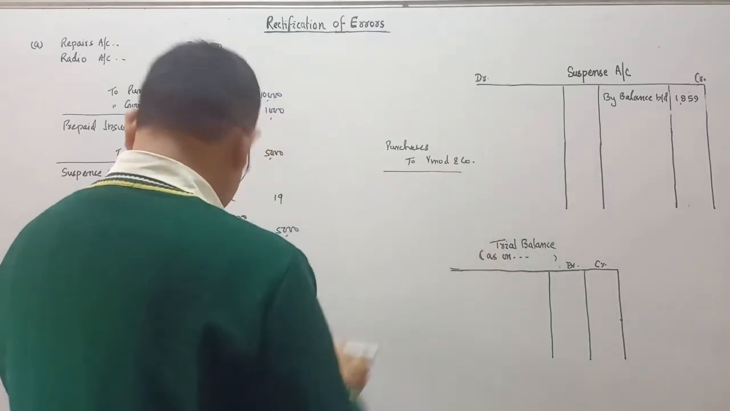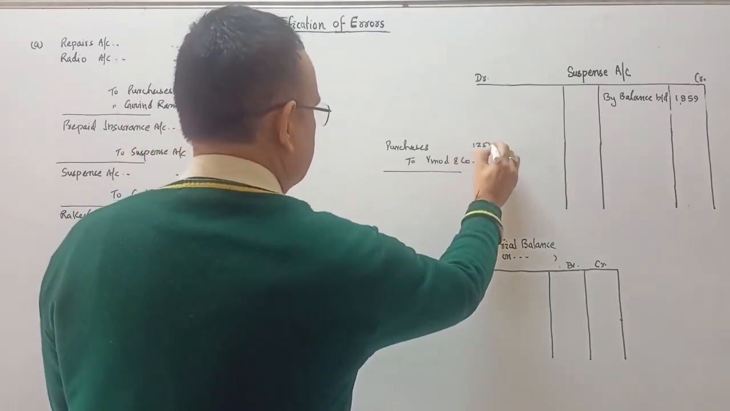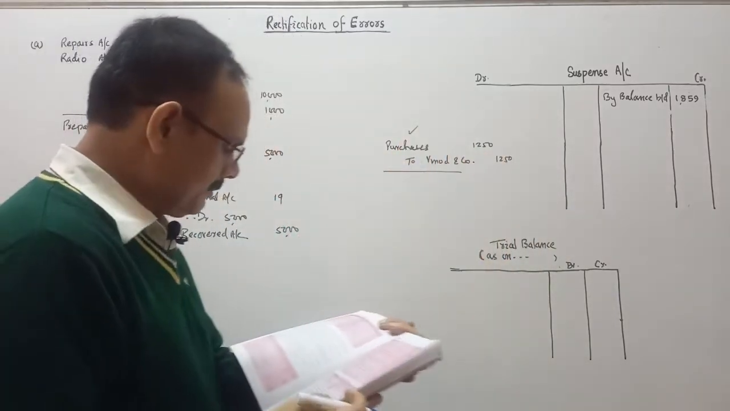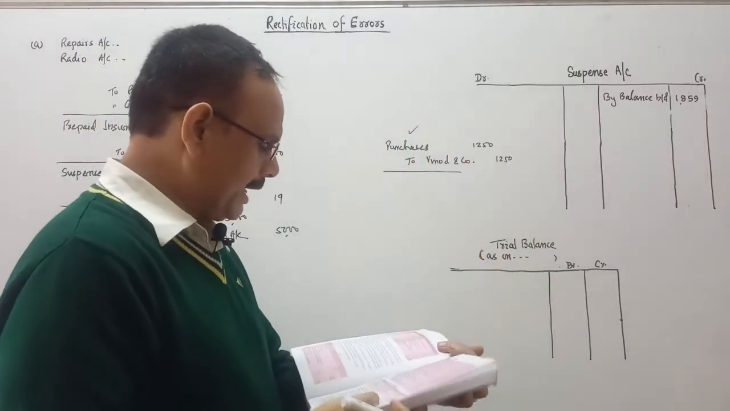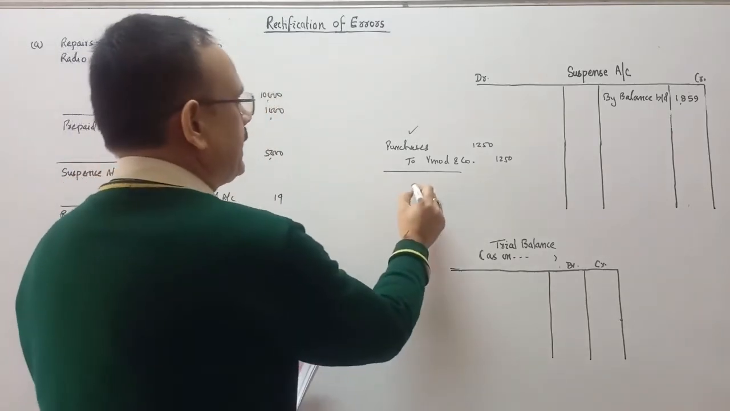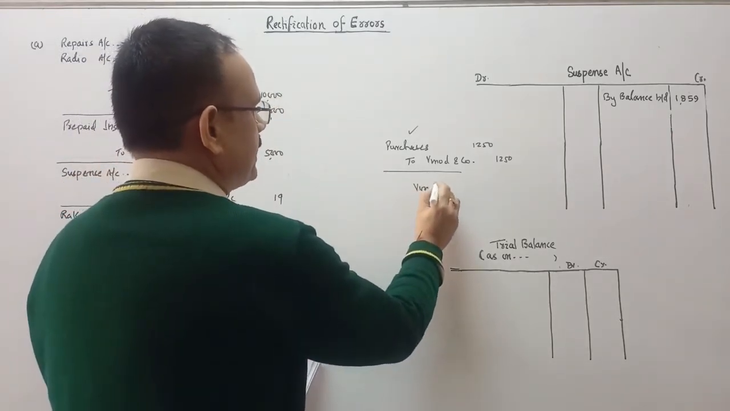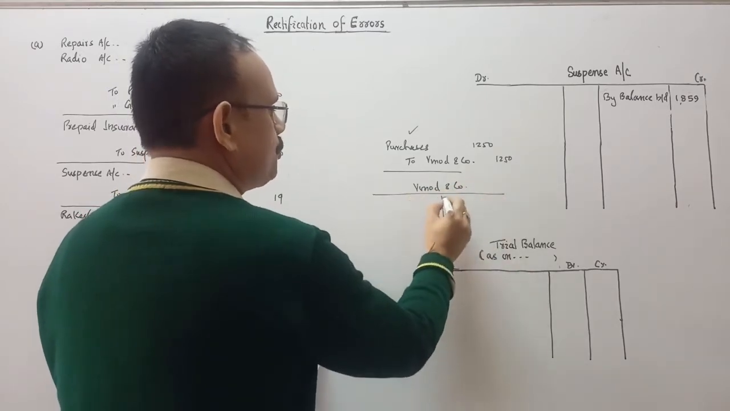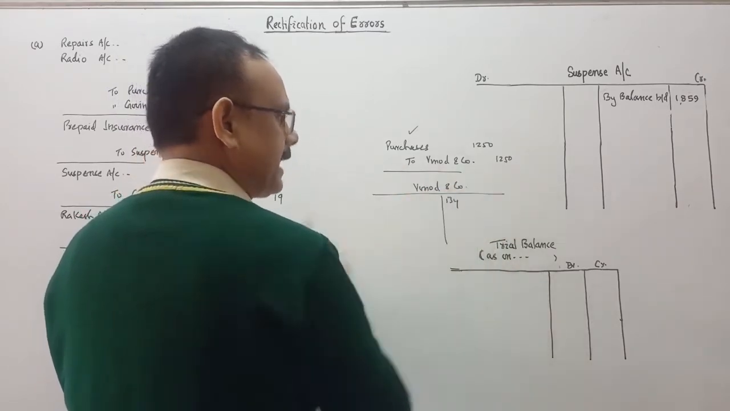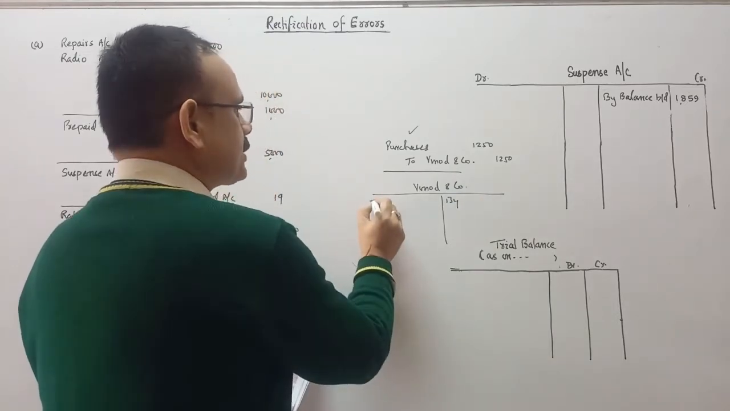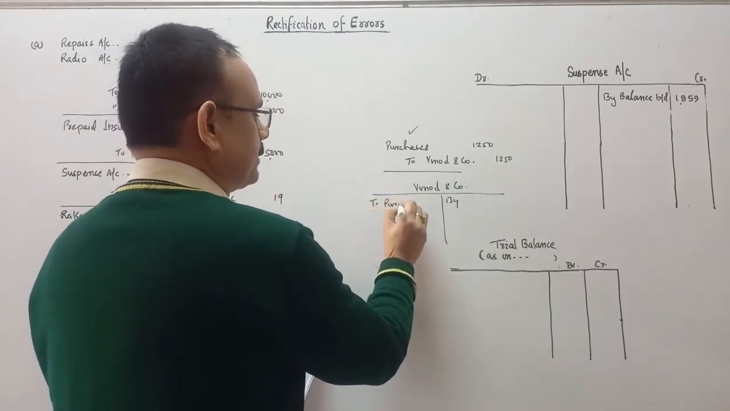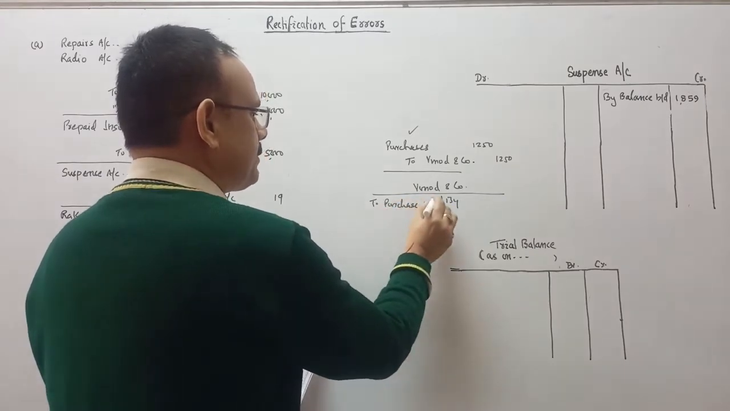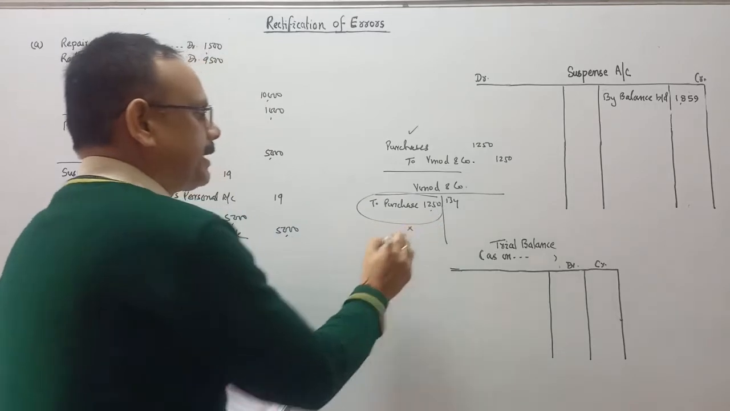Binod and Company is the supplier. This is the right entry. The right entry is done. Here the mistake is it is posted to the debit of supplier's account in the ledger. The mistake is in the ledger. In Binod's ledger, this should be posted in the credit side, but our accountant has posted in the debit side. This is the mistake the accountant has committed.